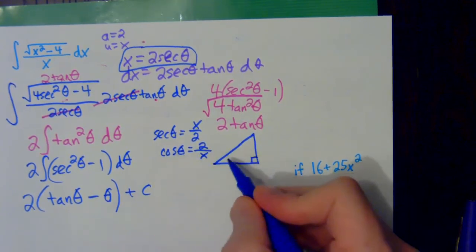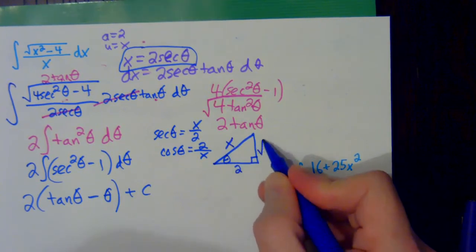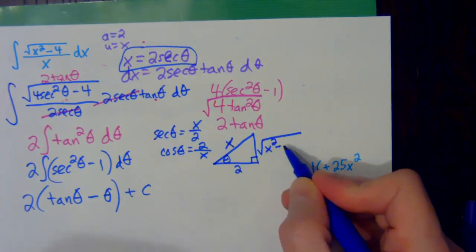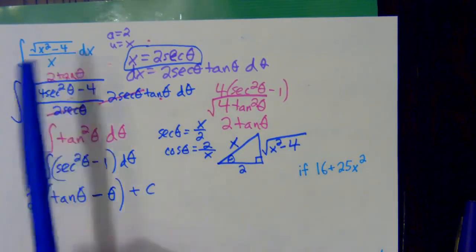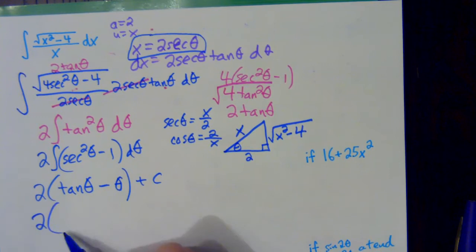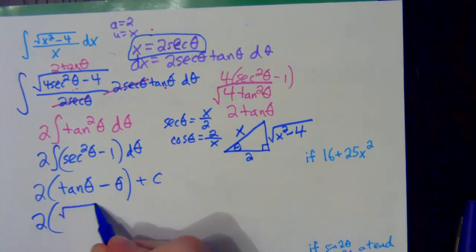All right, and then so cosine of theta is going to be the adjacent side over the hypotenuse, and I can use my Pythagorean theorem. I'll do this side squared minus this side squared. That's going to be radical x squared minus 4. Notice I do got a radical x squared minus 4 in there. All right, so then you're going to just use SOHCAHTOA for the first part. So we know tangent is the opposite side over the adjacent side.